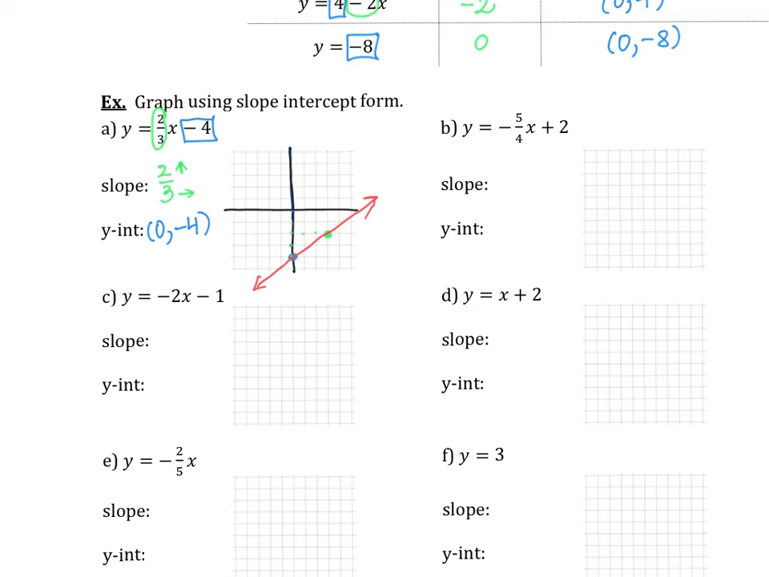I'm going to try the same thing for B. Before I even start, I'm going to identify the slope and the y-intercept. It says y equals negative 5/4 x plus 2. Since this is negative 5/4 x, the negative 5/4 is the slope. Since it's negative, I want to attach the negative to the 5 or the 4, but not to both, so I'm going to give it to the 5. The y-intercept is the positive 2, so 0, comma, positive 2. Let me draw my axes.